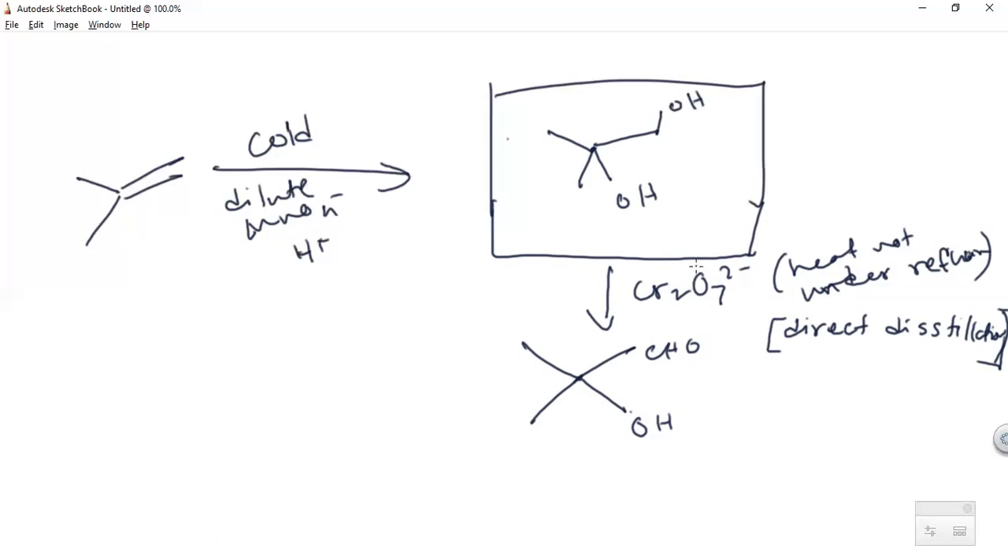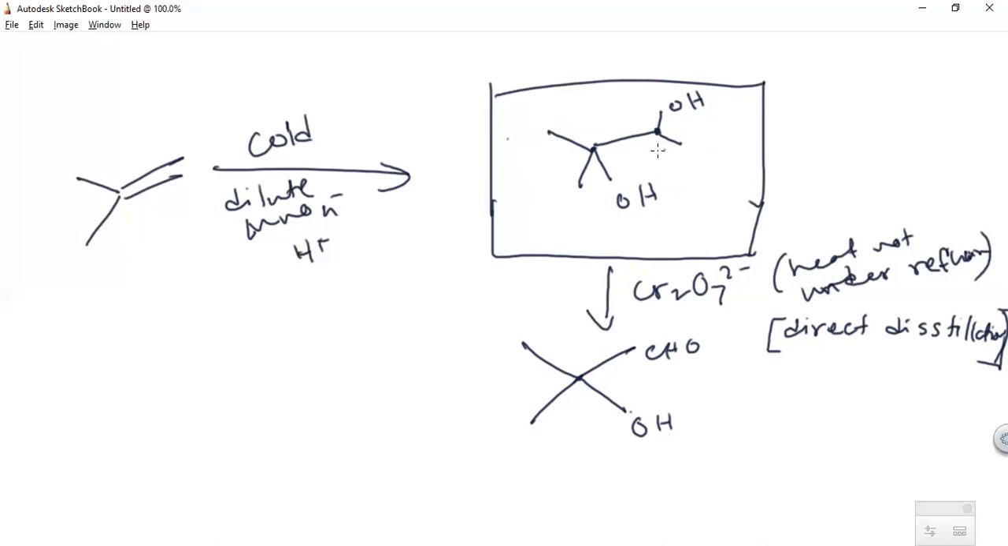Now see that Cr2O7 2 minus is an oxidizing agent, and we are saying heat not under reflux, that means direct distillation. That means here, let's see what type of alcohol these are. This is a what? Tertiary alcohol. That means this will remain unchanged. Tertiary alcohol does not undergo an oxidation reaction. This is what? This is a primary alcohol, because this carbon is bonded with this alcohol group, then it has a hydrogen and one alkyl group, okay?